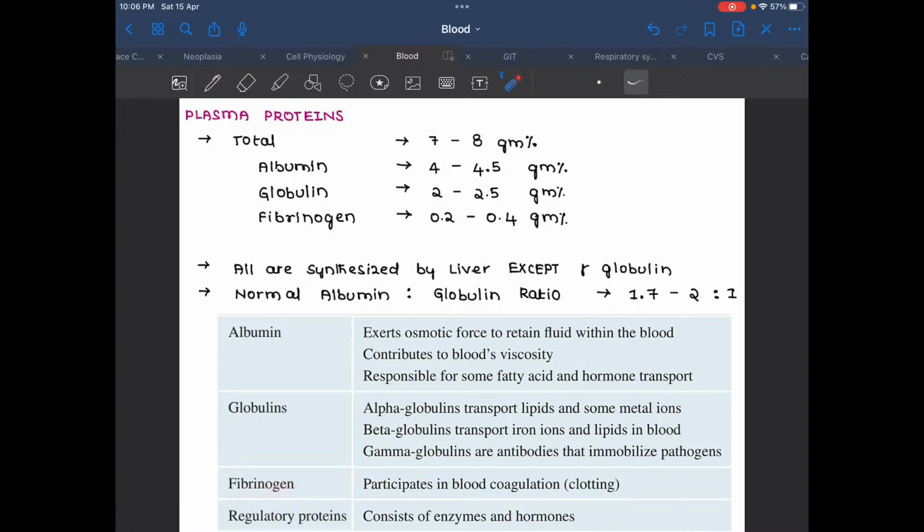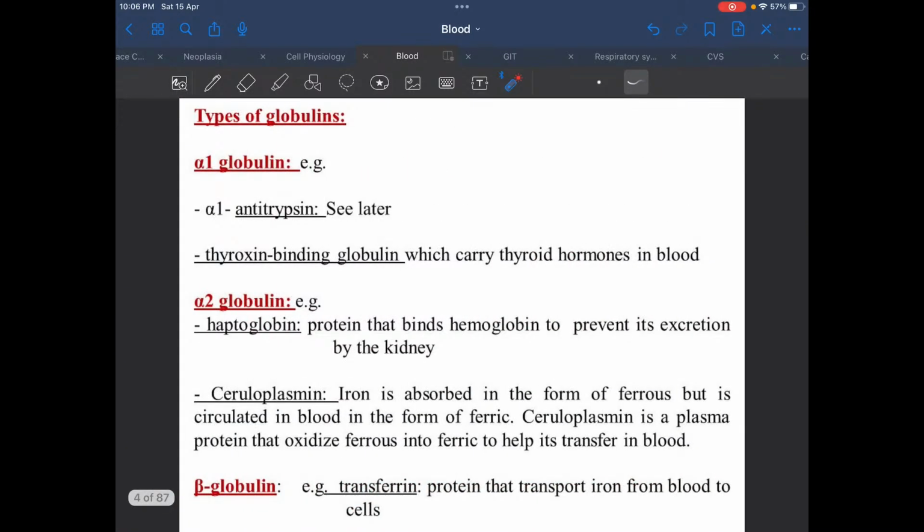Then fibrinogen, we know it's going to participate in your blood coagulation, and then we have some regulatory proteins as well. All right. So what types of globulins do we have? We've already read the gamma globulins. So we have alpha globulin. Alpha 1 globulin: the first example you have to remember is alpha 1 antitrypsin, which goes without saying it should be an alpha 1 globulin. The second example is thyroid binding globulin, which is going to transport the thyroid hormones in the blood, right?